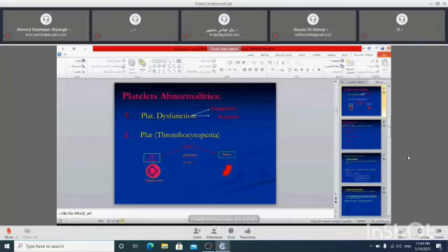So platelet abnormalities will either be in the function, and it could be congenital or acquired secondary to other disease, or it could be in the count of the platelet, where there is reduction of the platelet, which we call thrombocytopenia. The normal range is 150 to 400 by 10 to the 9 per liter.